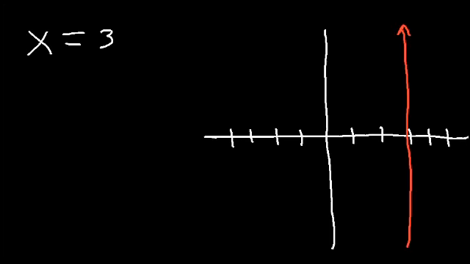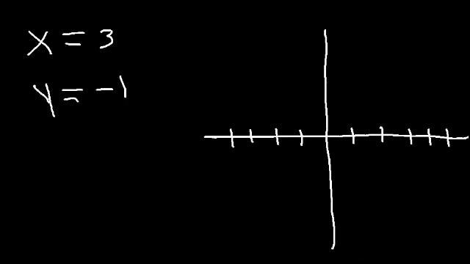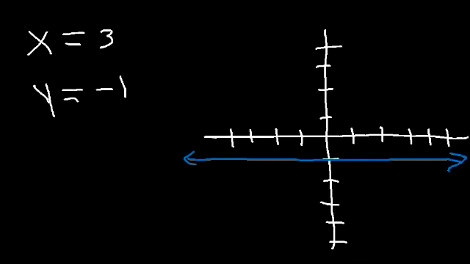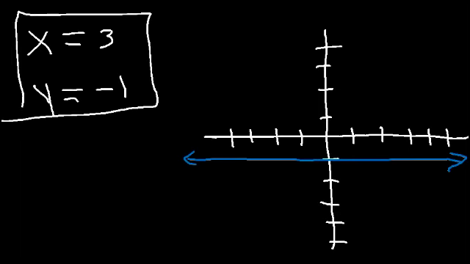Now, what if you want to graph the equation y is equal to negative 1? How would you graph that equation? All you need to do is graph a horizontal line at negative 1. So whenever you see equations like this where x is equal to a number or y is equal to a number, simply graph it at that point. When y is equal to a number, it's going to be a horizontal line. If x is equal to a number, in this case 3, we have a vertical line at x equals 3.